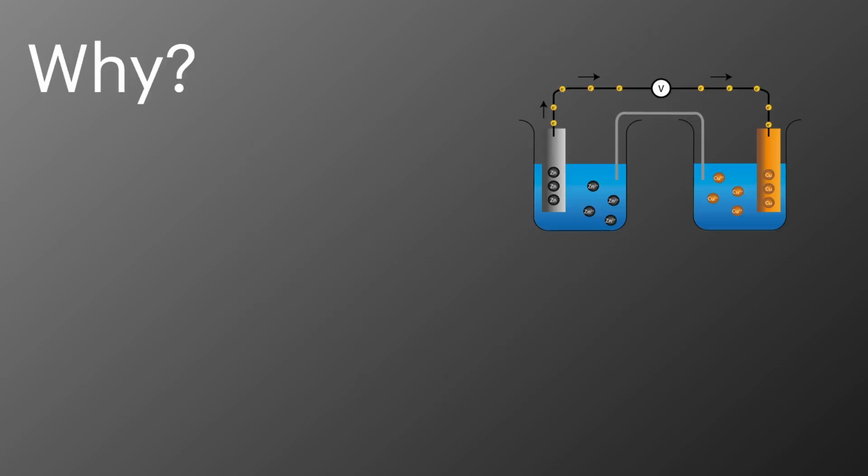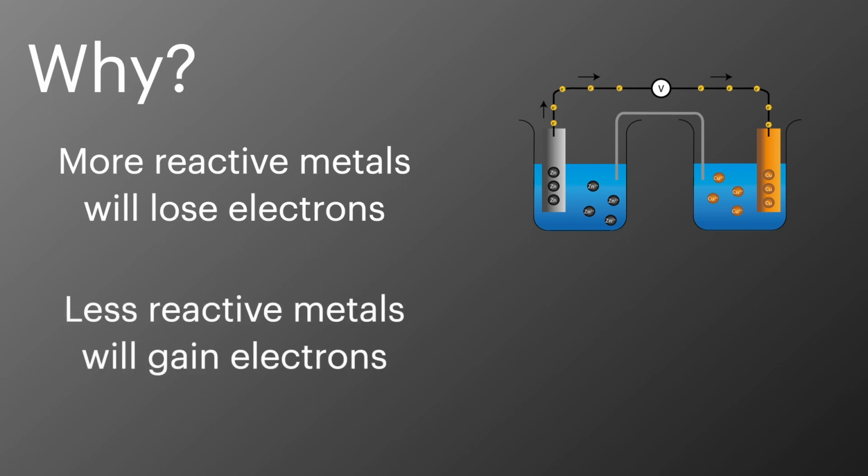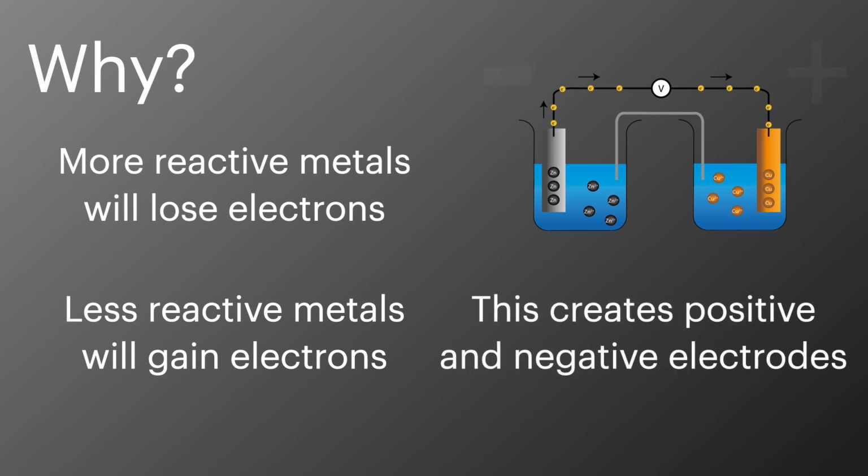So why does this happen then? Well, on the left-hand side here, we've got a more reactive metal which wants to lose electrons more than the metal on the right-hand side. So the metal on the right-hand side, which is a less reactive metal, will want to gain those electrons, or will be made to gain those electrons. This means that in the cell, we end up with a negative and a positive side. So we have those 2 electrodes with the flow of electrons through the voltmeter at the top.